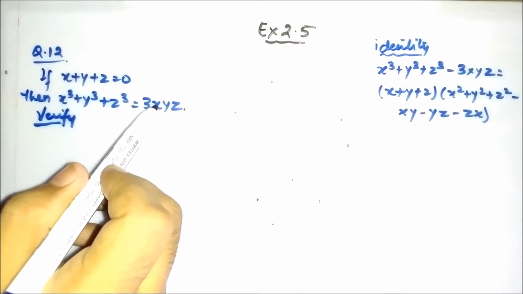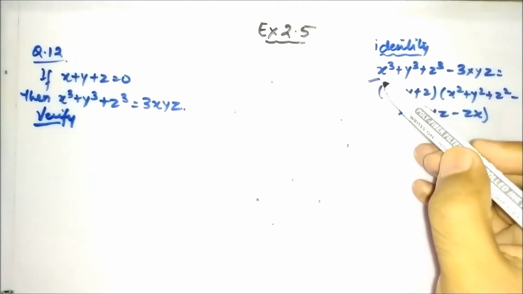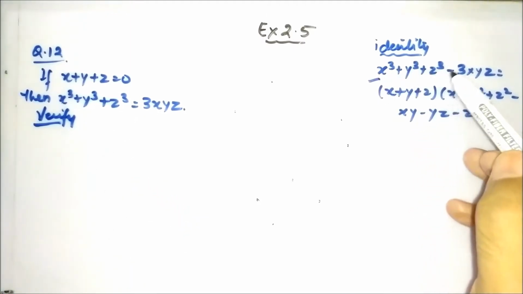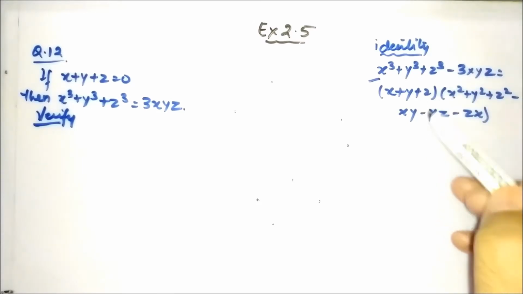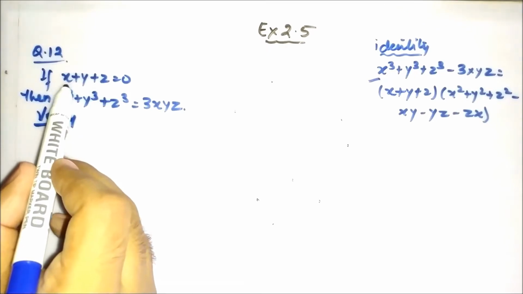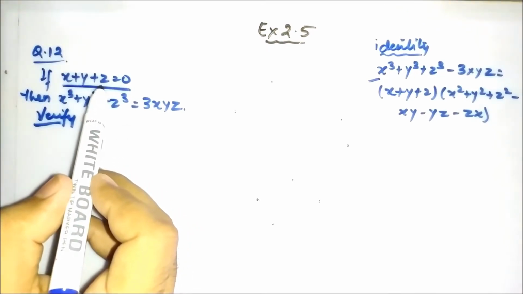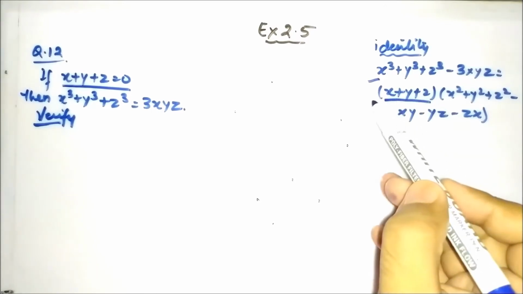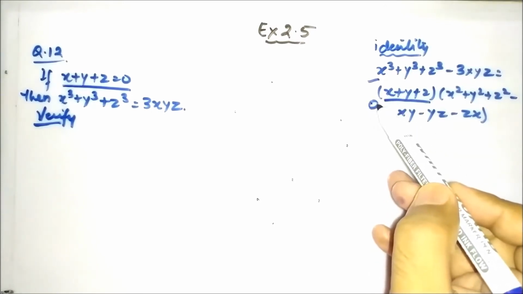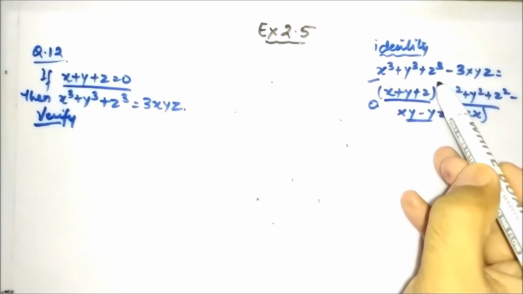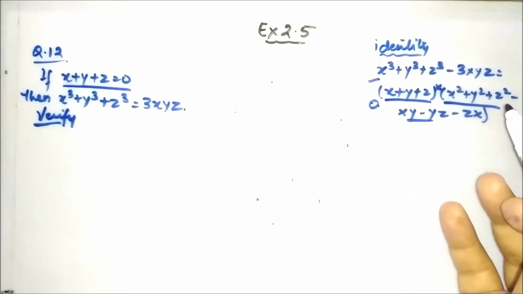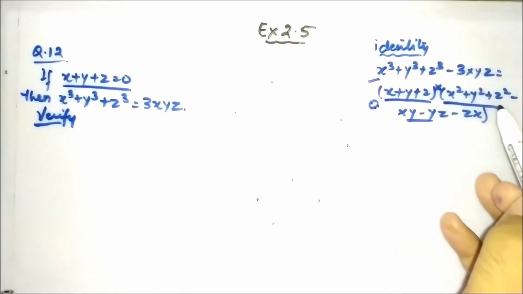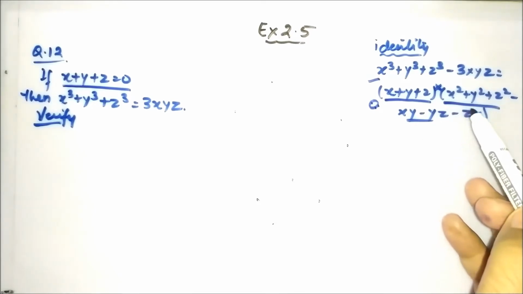Again we are going to use the identity that we have already discussed, that is x cube plus y cube plus z cube minus 3xyz is equal to this. Now it is saying that if x plus y plus z is 0, then if you see the RHS term here, this will become 0. If you multiply 0 with any expression, it will be 0 only.